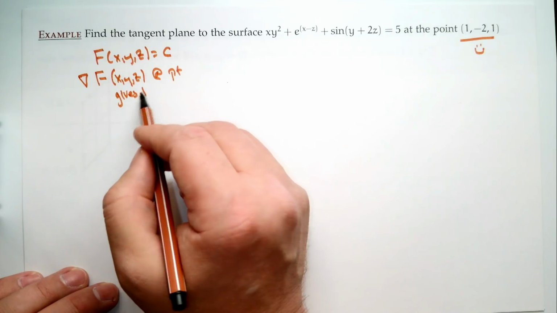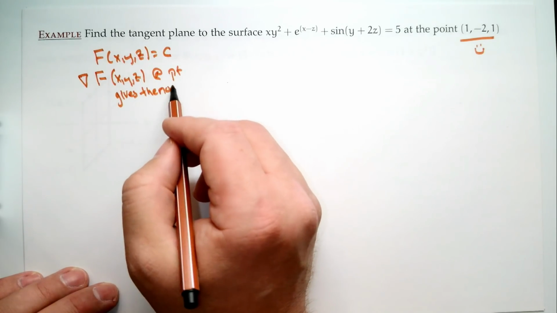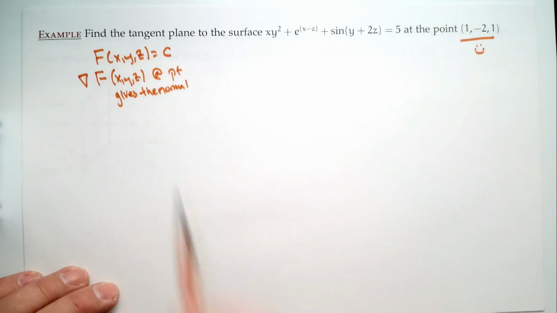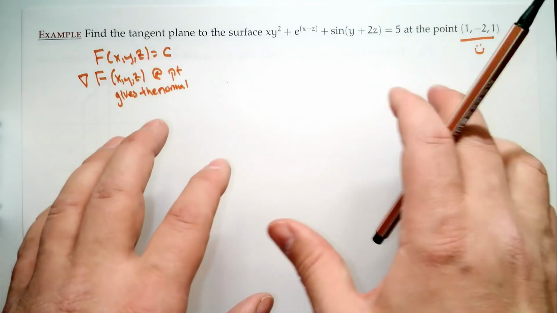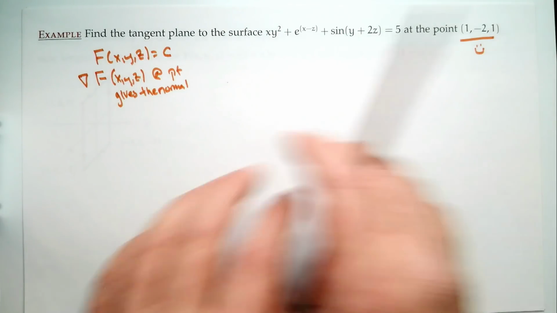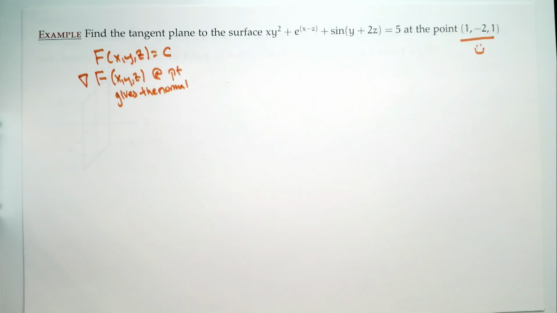That's the key here. Now you might say, what happens if I don't have this form, f of x, y, z equals c? Maybe I have crazy stuff on the left and crazy stuff on the right. And the answer is, put everything on one side. Now you have everything equal to 0. Perfect. So I guess the moral is, if you have crazy stuff and you're asked to find a tangent plane, throw everything to one side, take the gradient, life is good. So we have a plan.